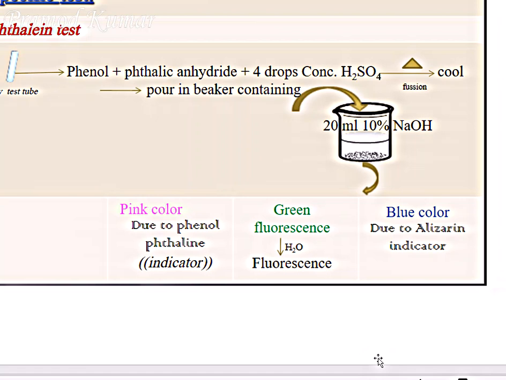Okay, this is how you will differentiate between the different types of phenols. Very much important. Phenol, phthalic anhydride, few drops of H2SO4, heat it, cool it, then add it to the NaOH solution. Depending upon the color, you will get a pink color in case of phenol, green in case of resorcinol, and blue color in case of catechol. This is how you can differentiate the three types of phenols.